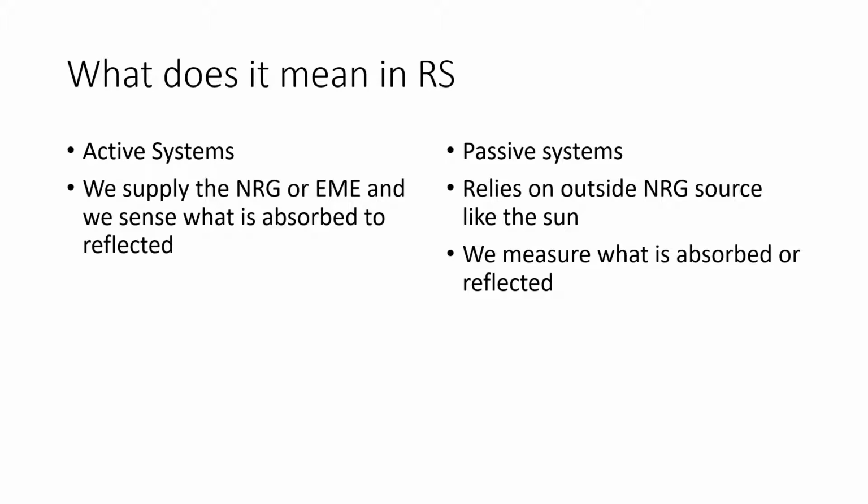What does it mean in remote sensing? Active systems versus passive systems. In active systems, we supply the energy and we sense what is absorbed or reflected. In a passive system, we rely on outside sources like the sun, and we measure what is absorbed or reflected.